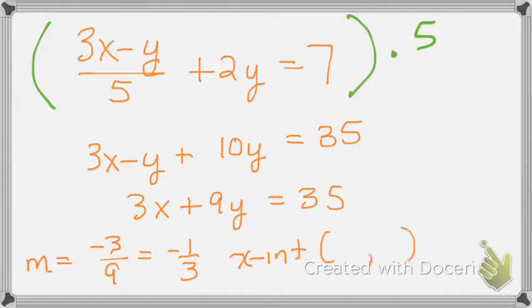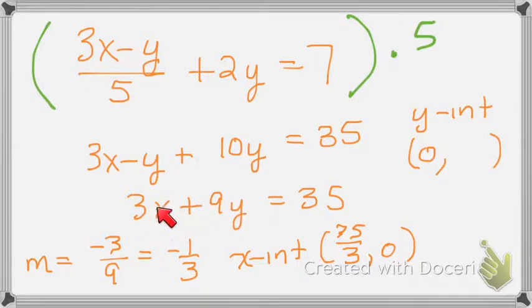To find an x-intercept, you let y be 0. If I let y be 0, this term disappears, and I'm left with what? 35 over 3. Okay, if I want to do the y-intercept, I'm going to let x be 0 this time. If I let x be 0, this term disappears, and I'm left with what? 35 over 9. Does that make sense?